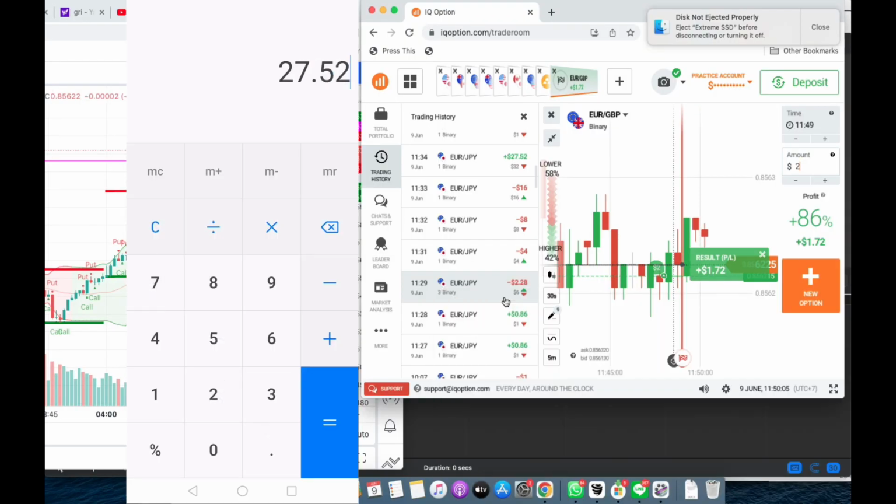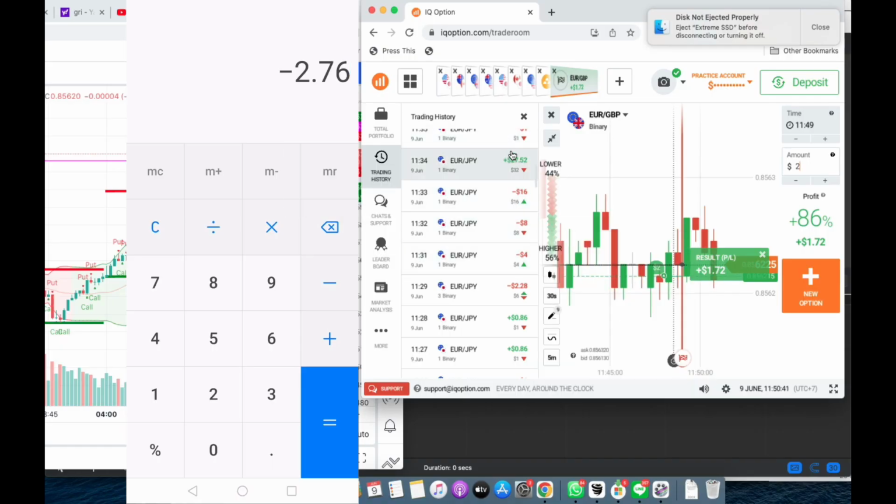$27.52 minus 16 minus 8 minus 4. What's that? And minus 228. So we're actually minus 276 for this set of trades. Alright, let's look at the overall profits or loss and see how that works out.